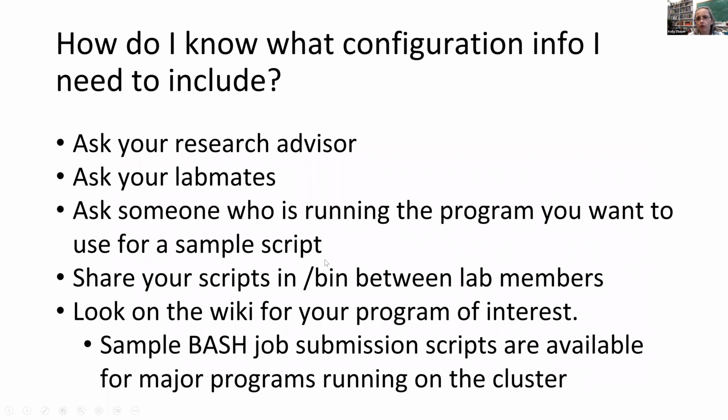All right, so how do you know which configuration information needs to be included? A lot of these things are dependent on the calculation type that you are trying to run. So you can ask your research advisor, your lab mates, or someone who's running the program you want to use for a sample script. You could share your scripts in /bin between lab members so that everybody's using the same script. You may look on the wiki for your program of interest. Hank keeps a wiki. There are sample bash job submission scripts available for major programs running on the cluster. Also, sometimes the vendors may have some sample scripts available to you.